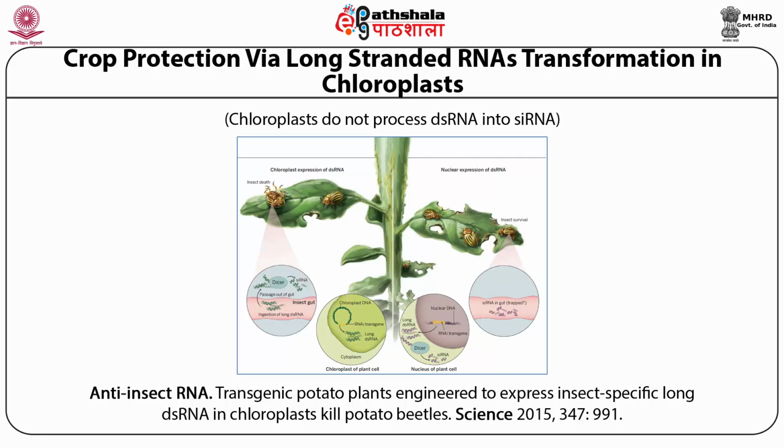And so you can say the chloroplast transformation using long-stranded RNA is more effective in controlling insect pest problems rather than nuclear transformation. So this may be a great boon in future for controlling pests and protecting our crops.